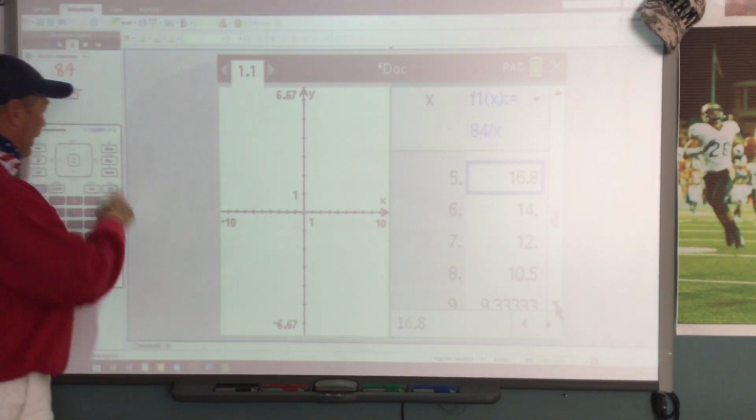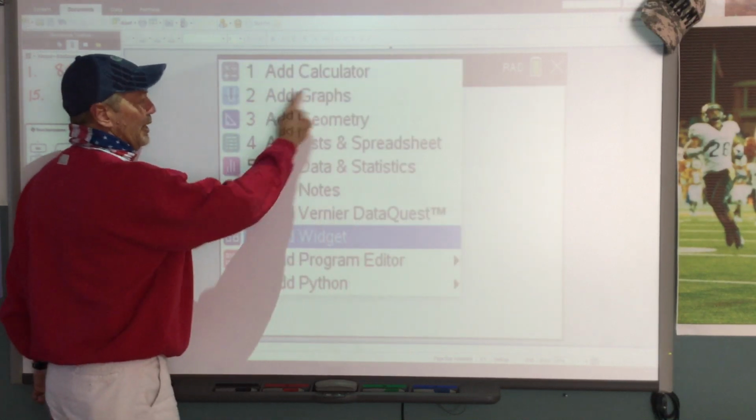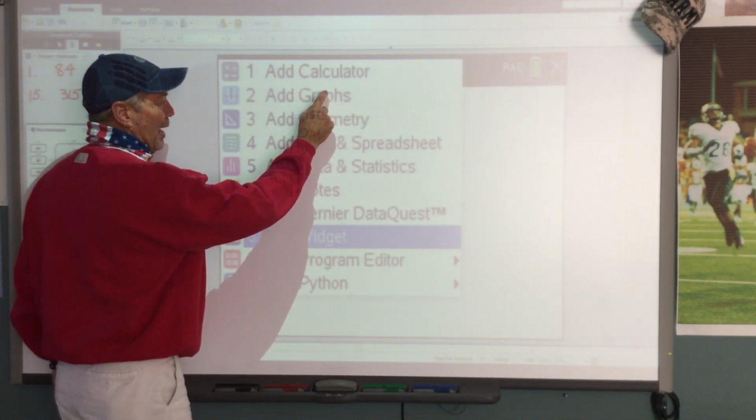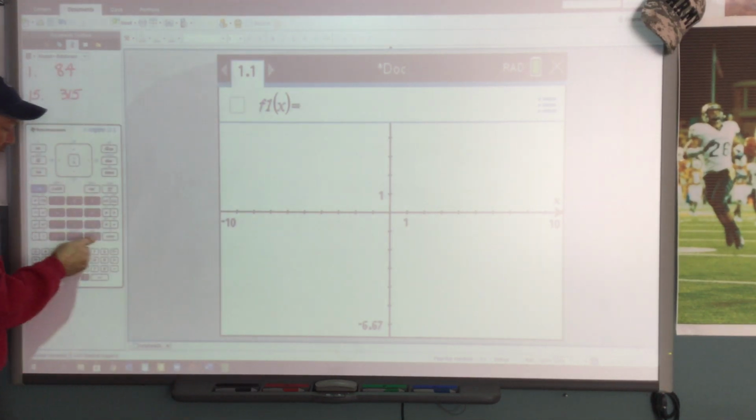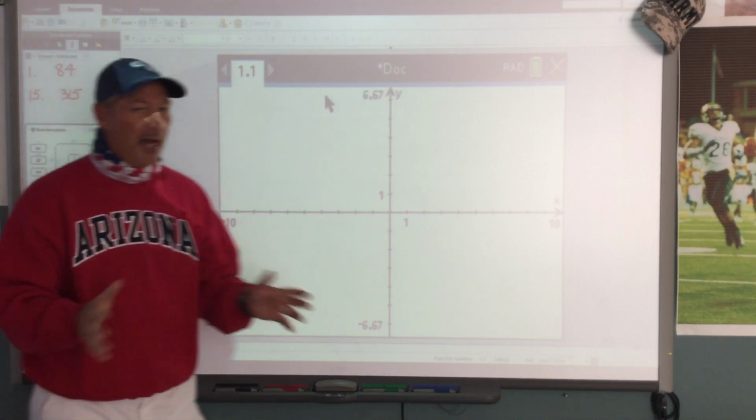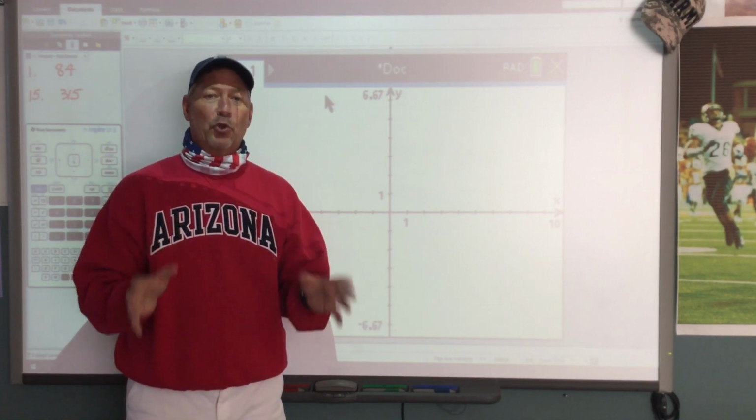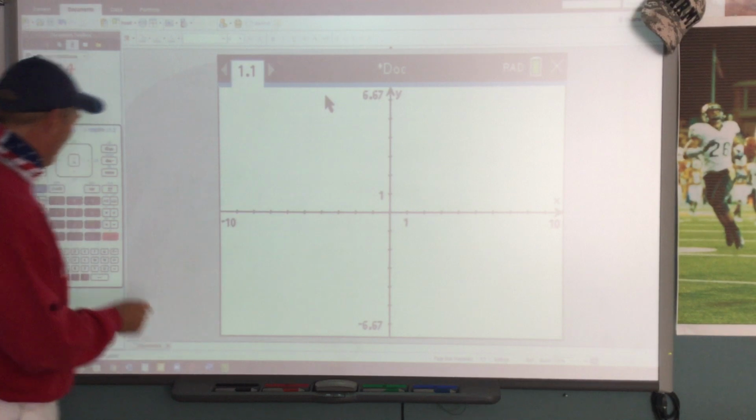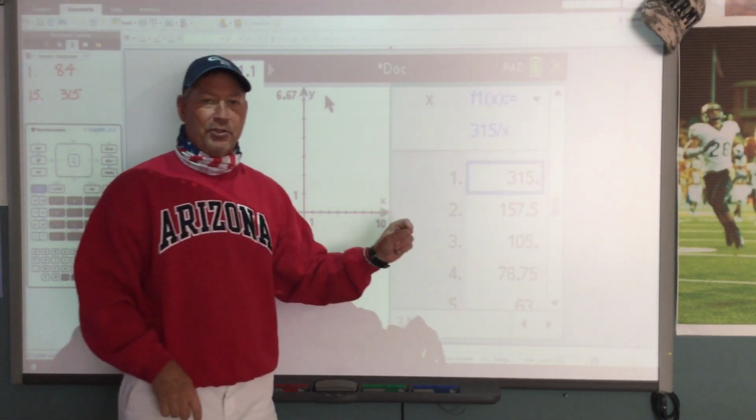Let's start over. I'm going to go here, new. No, we need a graph. We need to graph, not calculate, but graph. What was my number? 315. So I'm going to put in 315 divided by x, and hit enter. We're not going to see anything on the graph. Please don't panic. What we do now is go Control T for table. These are all my combinations.